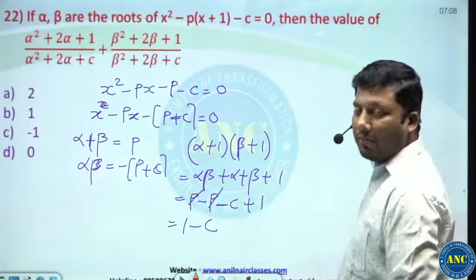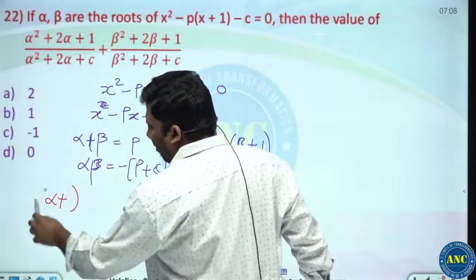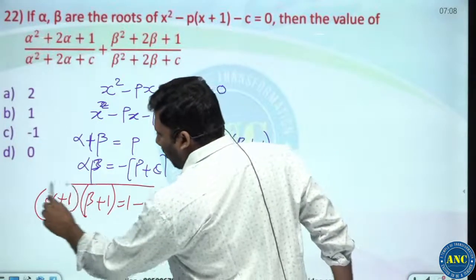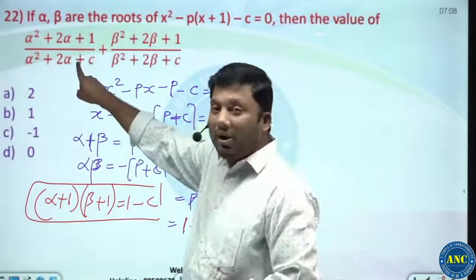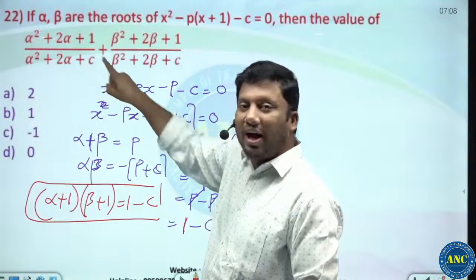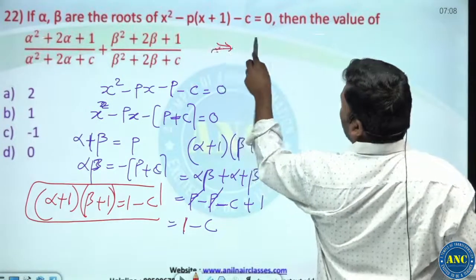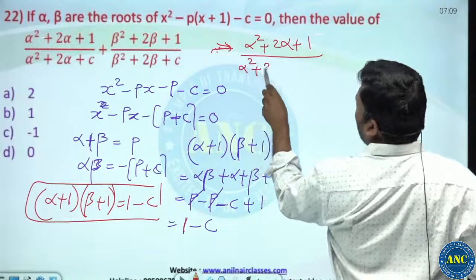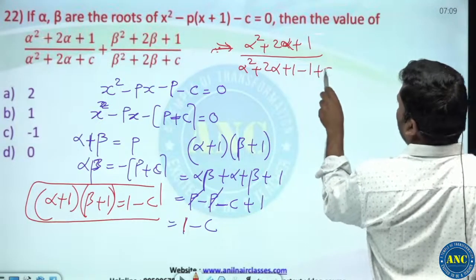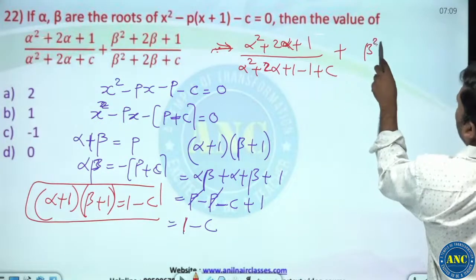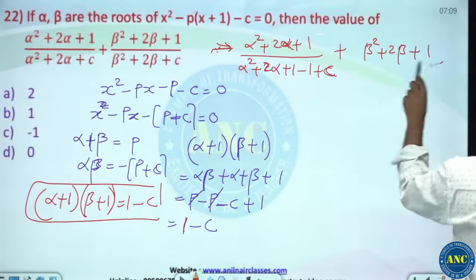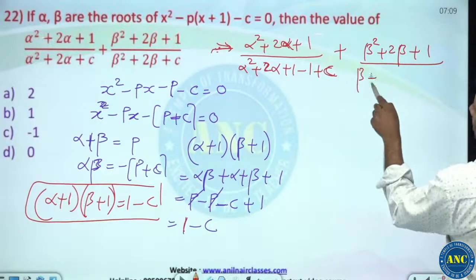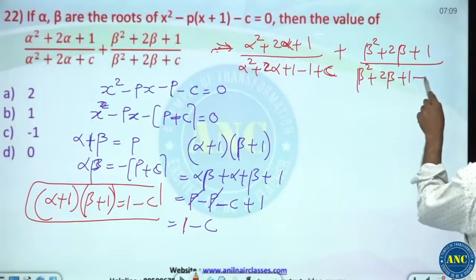Alpha plus 1 into beta plus 1, the value is given by 1 minus c. What is the importance of this one? Denominator is alpha square plus 2 alpha plus c. I will add 1 and I will subtract 1. So alpha square plus 2 alpha plus 1 minus 1 plus c divided by beta square plus 2 beta plus 1, adding 1 and subtracting 1, minus 1 plus c.